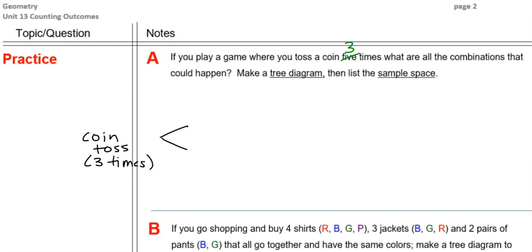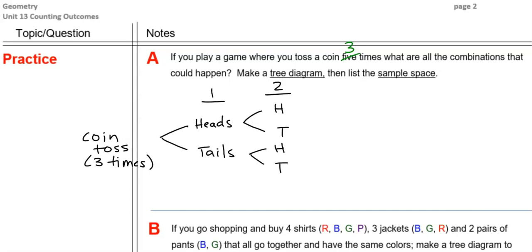All right, if you're flipping a coin, you could get either heads or tails on your first toss. Then you're going to go again. If you got heads the first time, you could also get heads the second time, or on your second toss, you could get tails. With tails, you could get heads for your second toss or tails for your second toss. Toss 2. All right, and then finally toss 3.